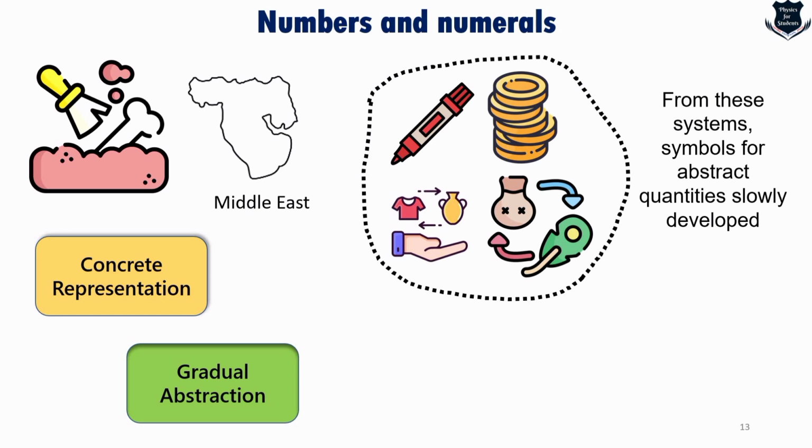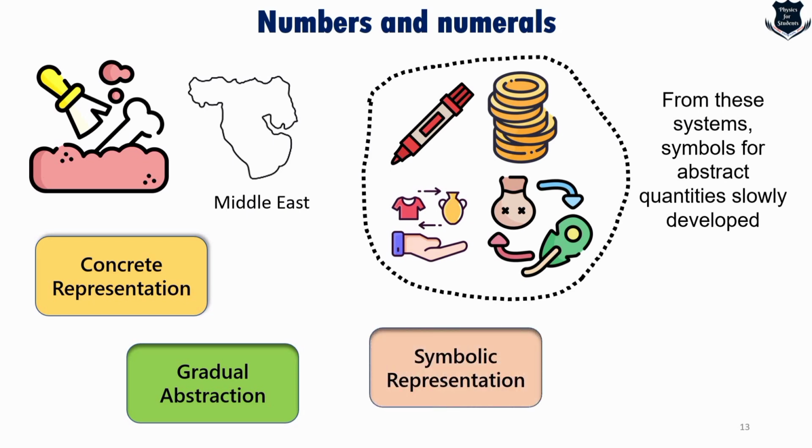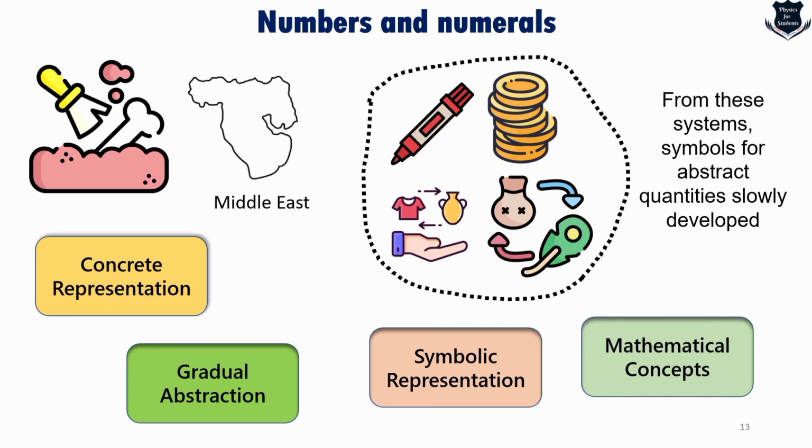So we can say gradual abstraction led to the development of symbols that could represent numerical quantities without direct reference to physical objects. Also, as societies developed systems of writing, these symbols of abstract quantities began to, I would say, take on a more standardized form. Instead of representing specific objects, they came to represent numerical values independent of the context that we are speaking about. Finally, mathematical concepts developed.